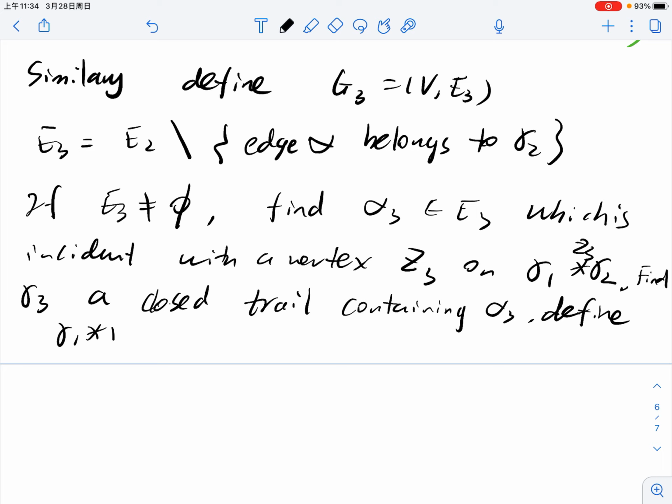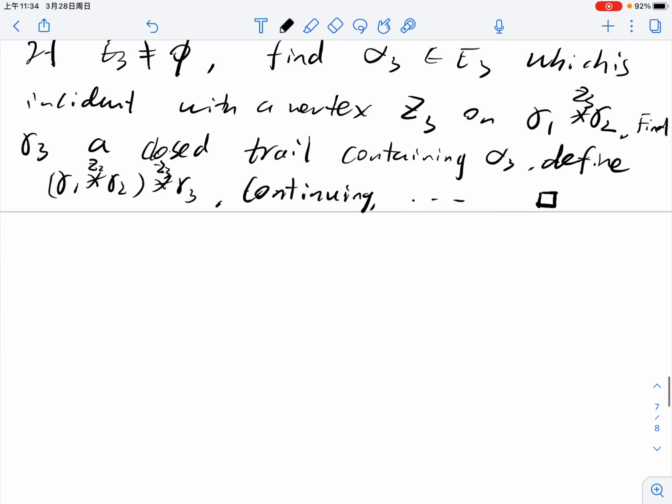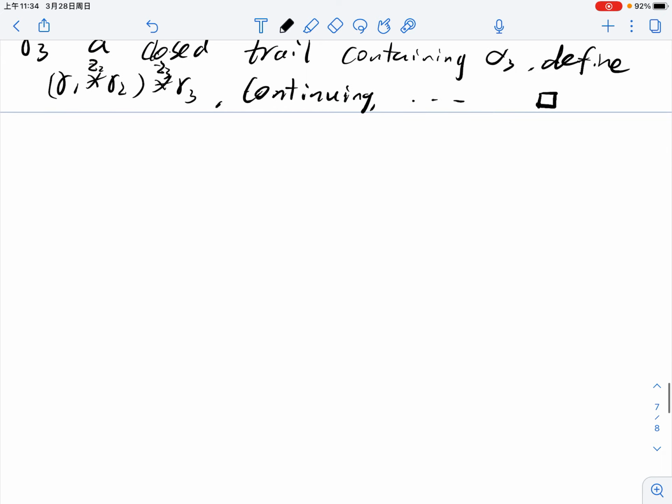and keep on, and then define gamma 1 star gamma 2 z2 star gamma 3 z3, and continuing until we get an empty subgraph. Okay, so you can fill in all the remaining details by yourself.